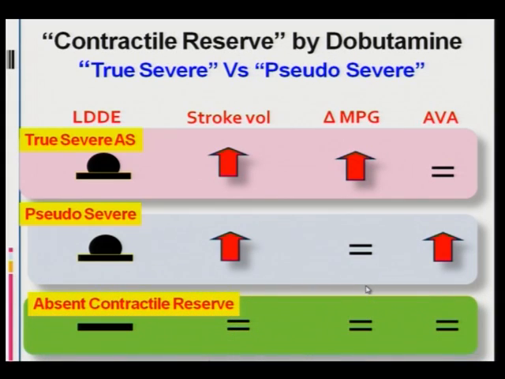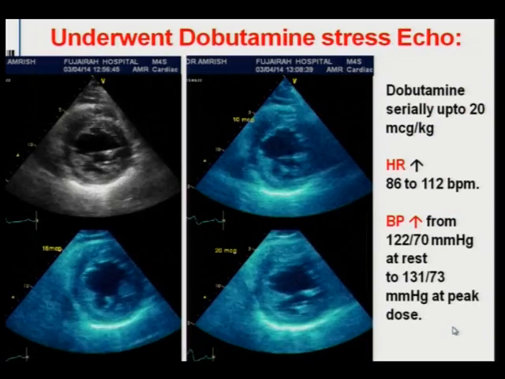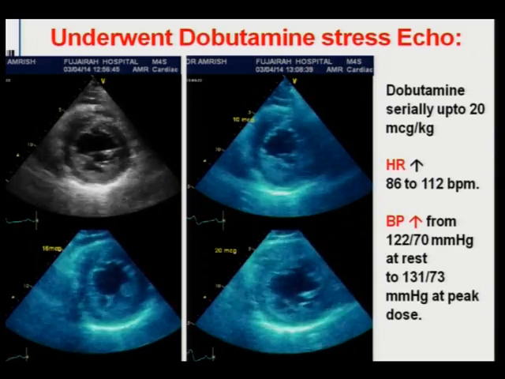And the last condition, which we sometimes see in clinical practice, is the absent contractile reserve, in which the left ventricle is so sick that dobutamine fails to stimulate it, and hence the stroke volume will not increase, the mean gradient will not increase, and the area will not change. So our patient actually underwent dobutamine stress echocardiography.